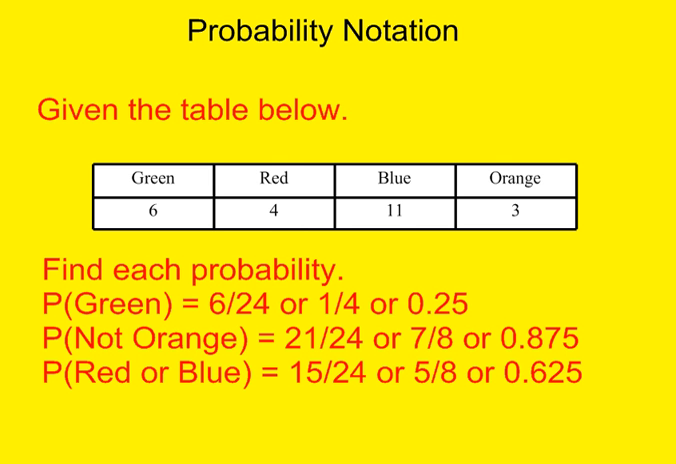And the probability of red or blue, you would just add those two together. That would be 15 out of 24, or 0.625.